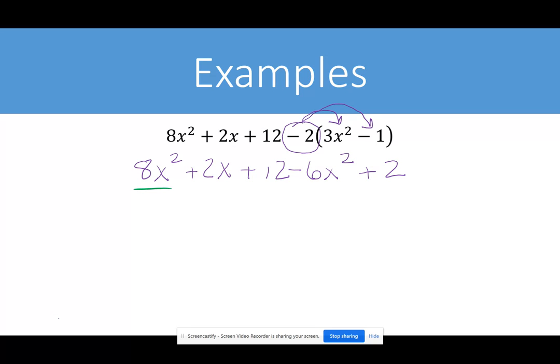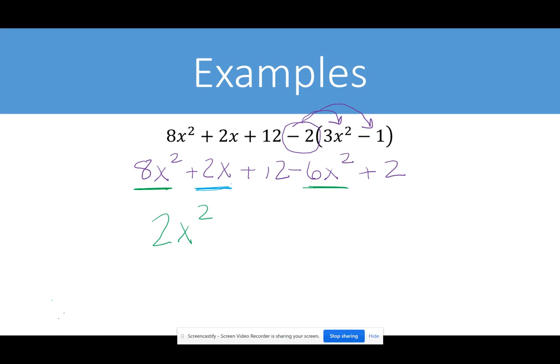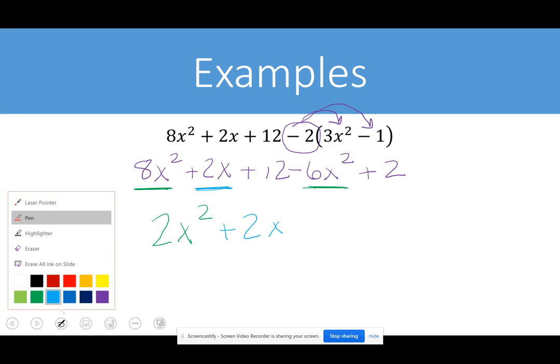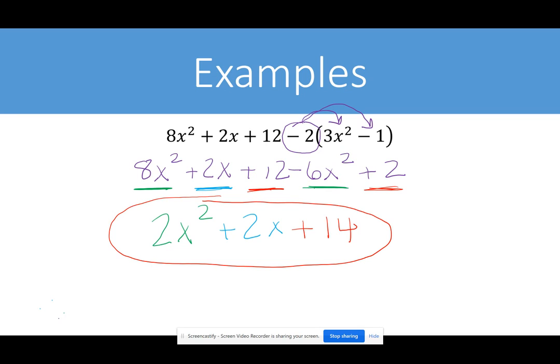We have 8x squared minus 6x squared, which gives us 2x squared. We have positive 2x. And oh look, there's no other terms that have just an x. So you just carry it down. So it's just plus 2x. And then lastly, we have positive 12 plus 2. So plus 14. So your final answer is 2x squared plus 2x plus 14.